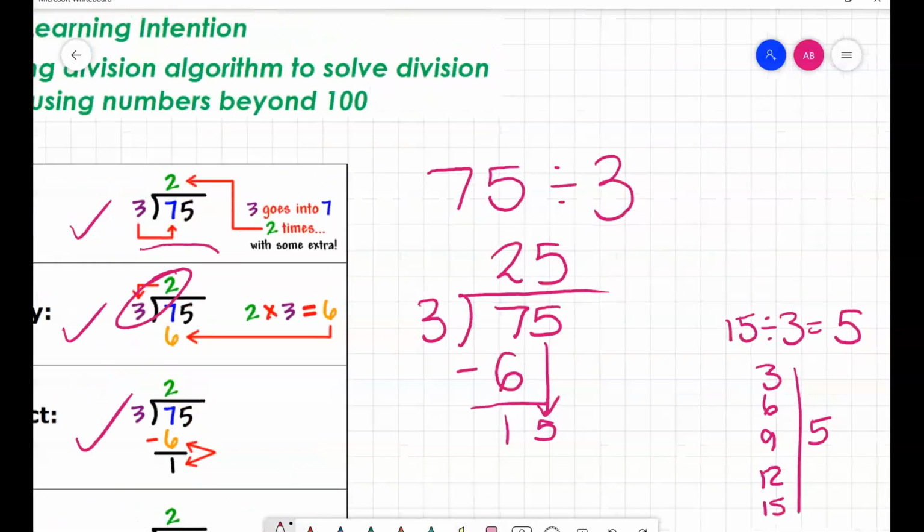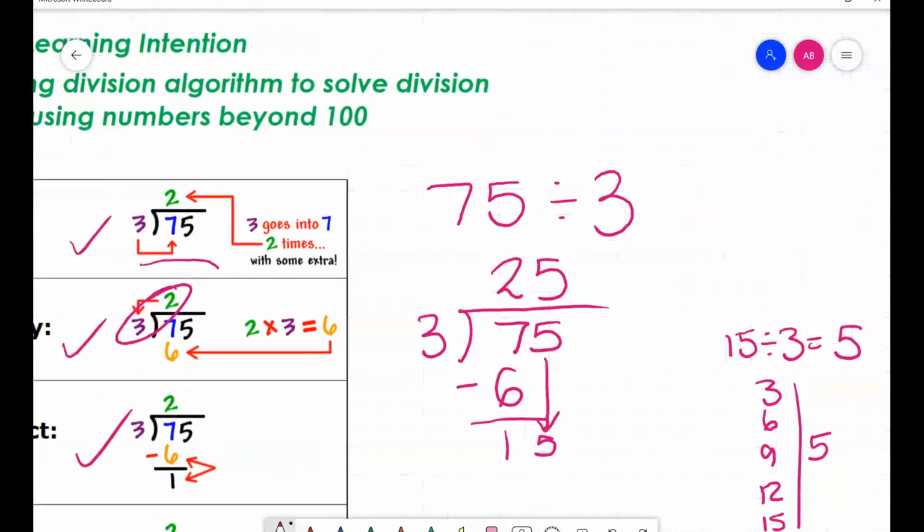So the answer to my question, 75 divided by 3, is 25. So if there was 75 lollies and 3 children were going to have them, they would each get 25 lollies, which is probably too many lollies for anyone to eat.